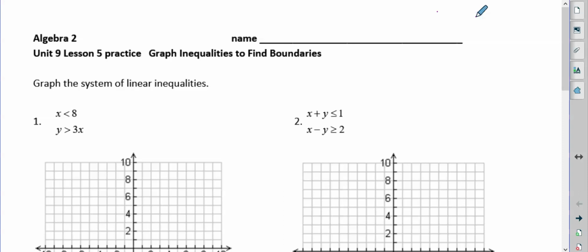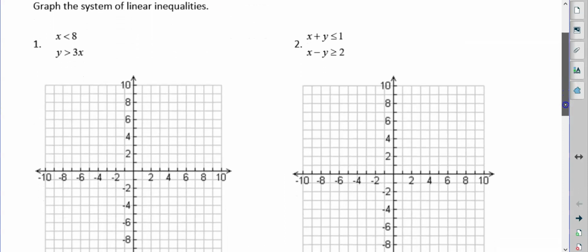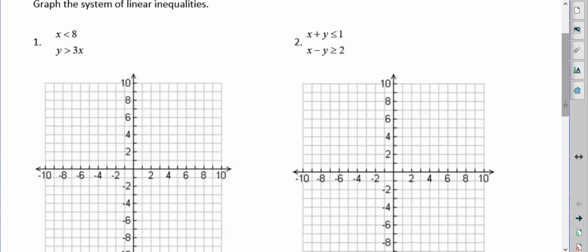All right, 9-5 practice. So similar idea to graphing lines, except remember we're shading an area. Also remember, whenever you have greater than or less than, we're going to use dotted lines. And when you have less than or equal, greater than or equal, we're going to use solid lines. One of the most common mistakes.